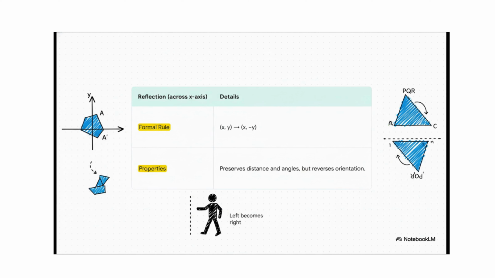But wait, here's a huge twist. Look at those properties. While the size and angles are still preserved, the orientation is reversed. Left becomes right. This is the very first move we've seen that fundamentally changes which way the shape is facing.